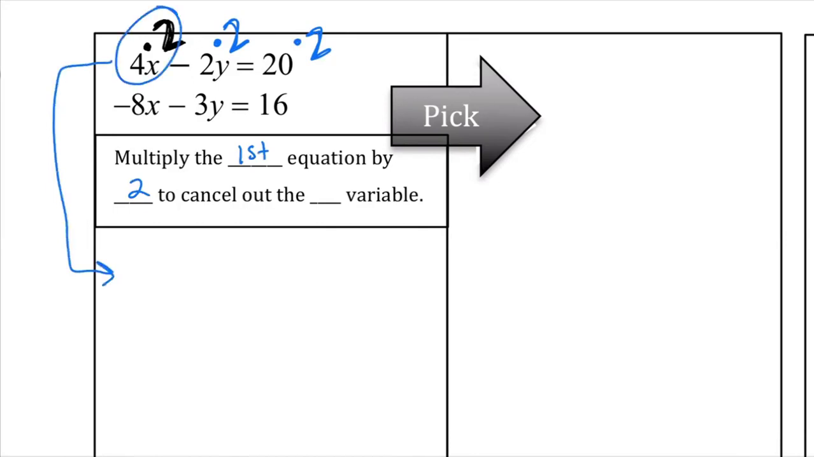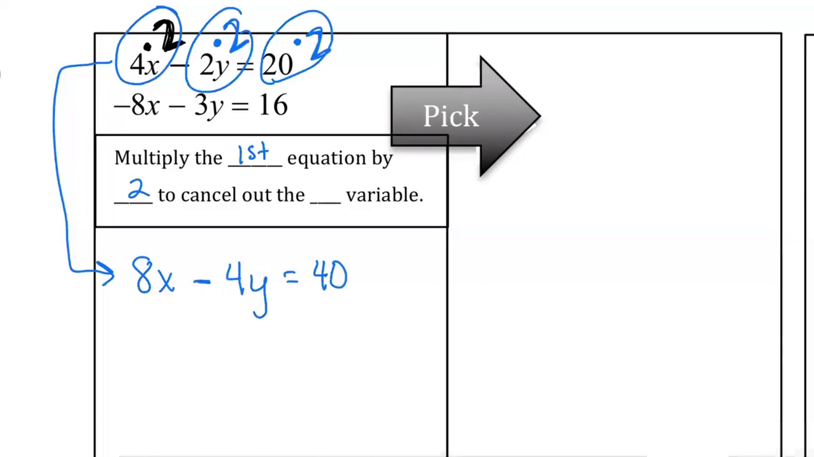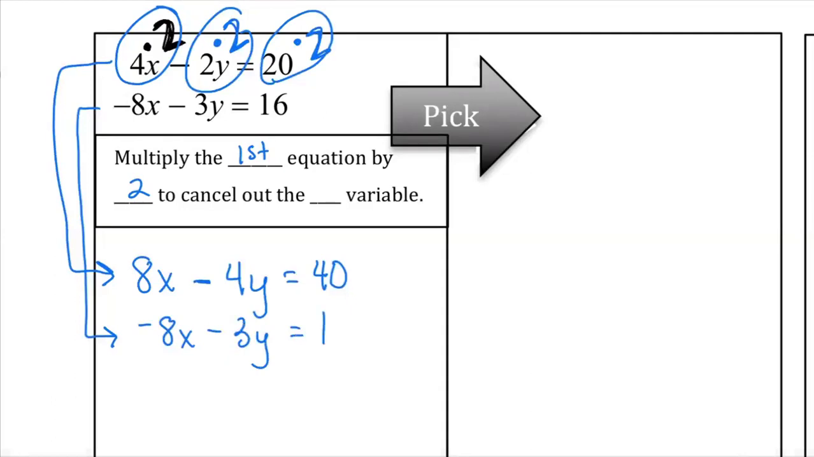I'm going to rewrite this down over here, multiplying everything by 2. All right, so write this with me. 4x times 2, that's going to give me an 8x. Minus 2 times 2y, that's going to give me a 4y, equaling 20 times 2, that's going to give me a 40. So 8x minus 4y equals 40. And then let's just bring down that other equation here. So that is a negative 8x minus 3y, and that equals 16.